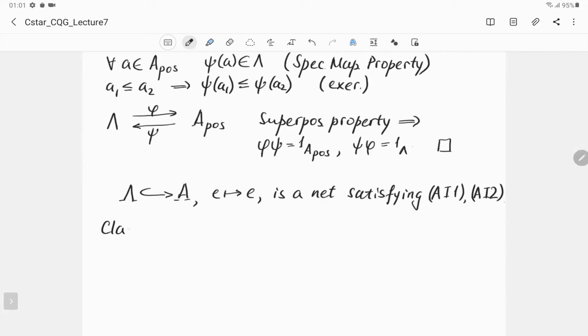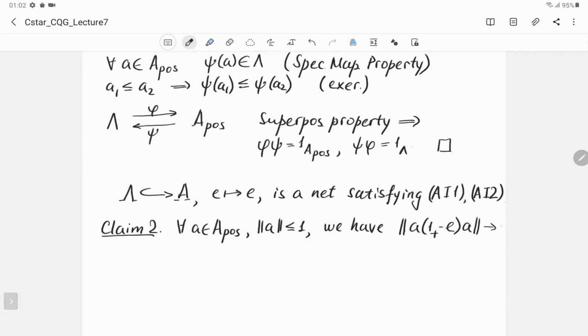Well, claim 2. I claim that for each positive element A in the algebra such that the norm of A is less than or equal to 1, we have the following. A multiplied by 1 minus E and multiplied by A goes to 0 over lambda.